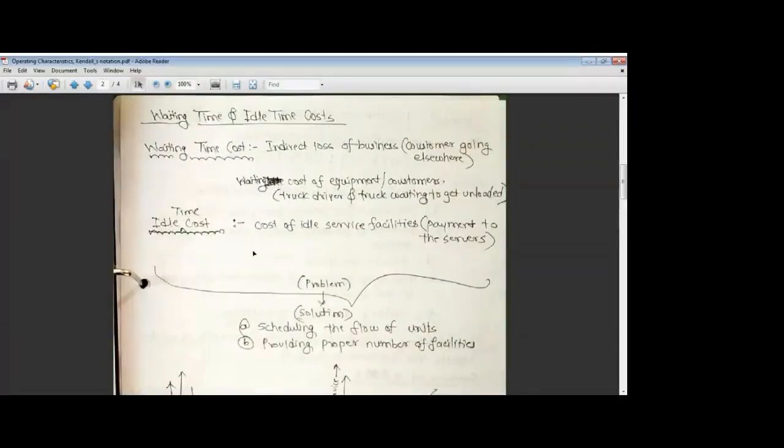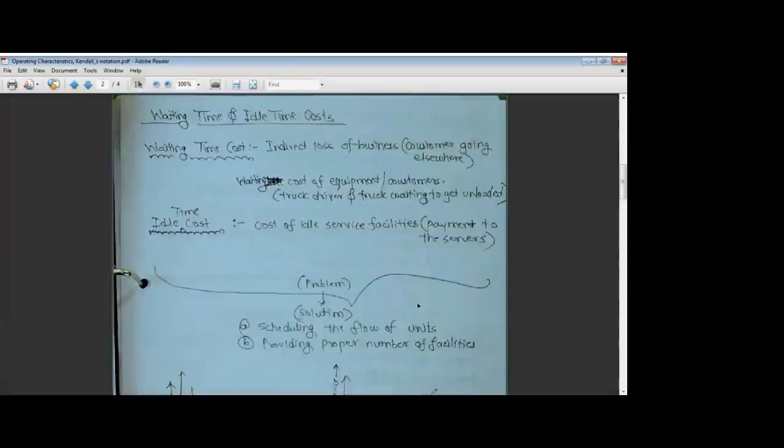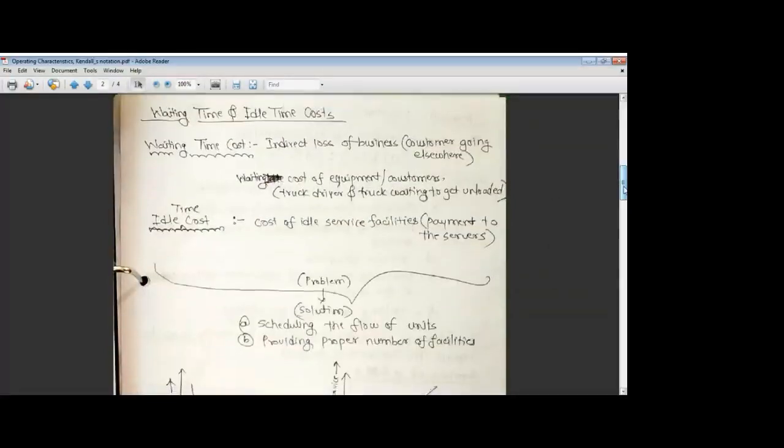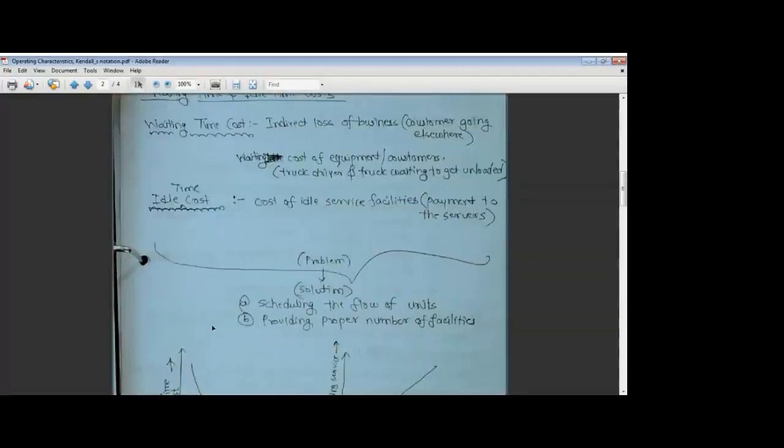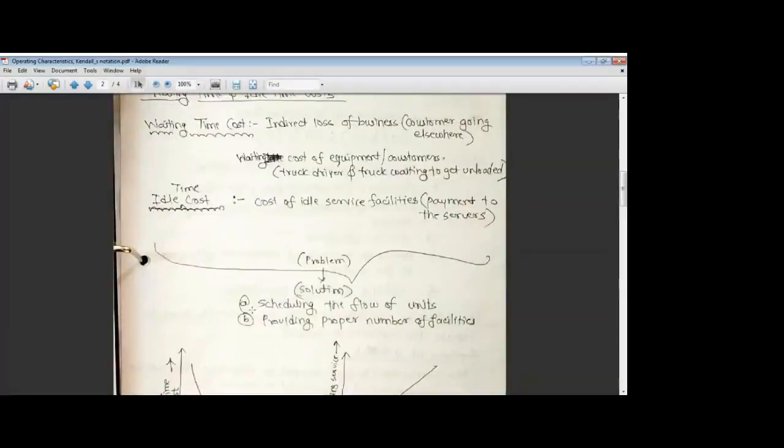Now what is a queuing problem? A queuing problem is the problem we have, right? And what is the solution? I've also talked about the solution in a few of the previous lectures. The solution is to schedule the flow of the units. If there are more customers and we give them appointments, they will come according to their time and they don't have to wait. That is called scheduling of the flow of units.